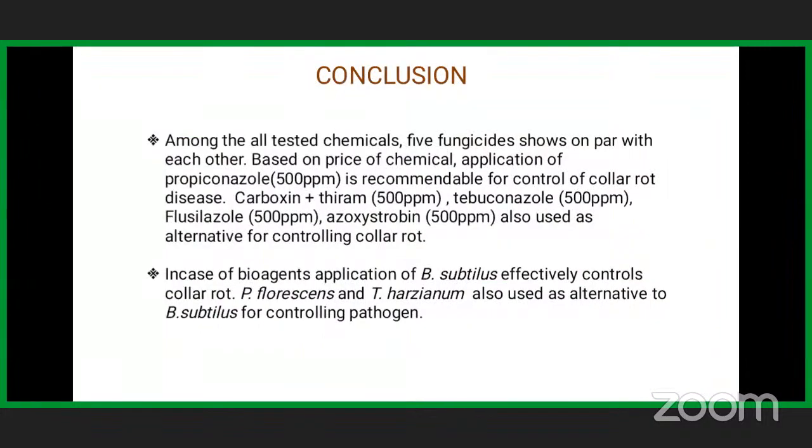Coming to the conclusion, among all the tested chemicals, 5 fungicides control the mycelial growth 100% at all 3 concentrations. So based on the cost ratio, we recommend propiconazole for the control of collar rot disease. After that, carboxin plus thiram, tebuconazole, flucelazole, and azoxystrobin are used as alternatives for controlling the collar rot. In case of bioagents, we recommended Bacillus.